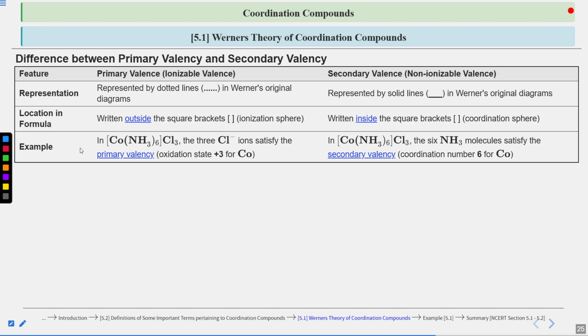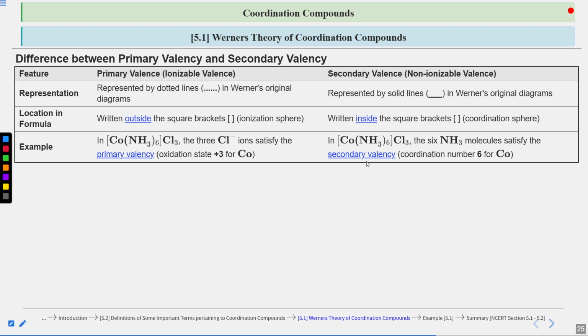The example of primary valence is cobalt NH3 6 Cl3, where the three chloride ions present outside the square bracket satisfy the primary valence of the central metal atom. That means it is going to tell you the oxidation number of the central metal atom. So here three chloride ions are present. That means the cobalt, which is the central atom, is going to have an oxidation state of +3.